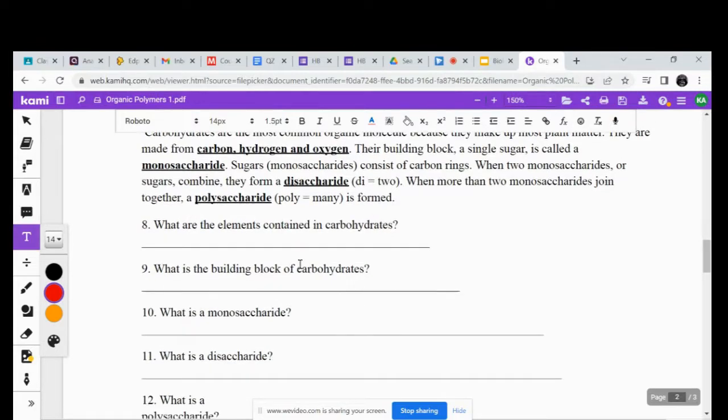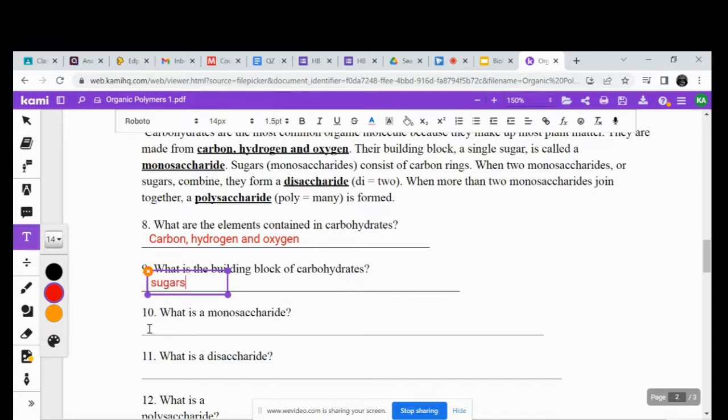What are the elements contained in carbohydrates? Carbohydrates contain the elements carbon, hydrogen, and oxygen. CHO, they have C for carbon, H for hydrogen, O for oxygen. What are the building blocks of carbohydrates? That's what are the monomers, what are the little guys that make up carbohydrates, and those are sugars.